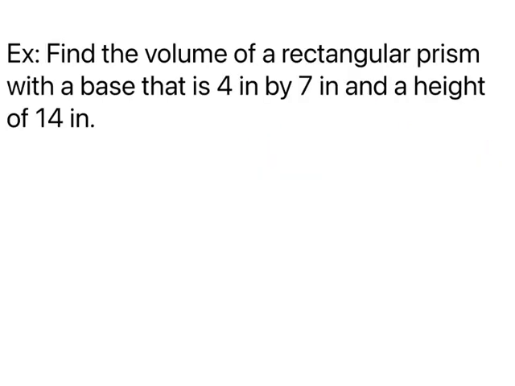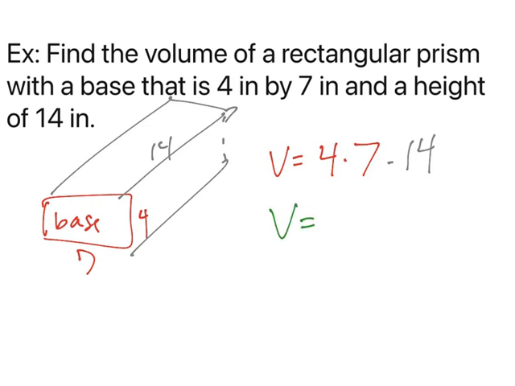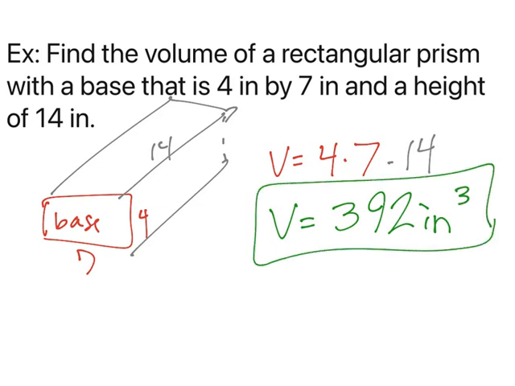Now, sometimes you don't have a picture. Sometimes you just have a problem here. Find the volume of a rectangular prism with a base that is 4 by 7 and a height of 14 inches. All right, so they're telling you the base is 4 by 7 and the height is 14 inches, right? So this is what it would look like, basically. Okay, so volume, area of the base, 4 times 7 times the height, which is 14. So 4 times 7 times 14 gives us 392, and because we're in inches, we are inches cubed.